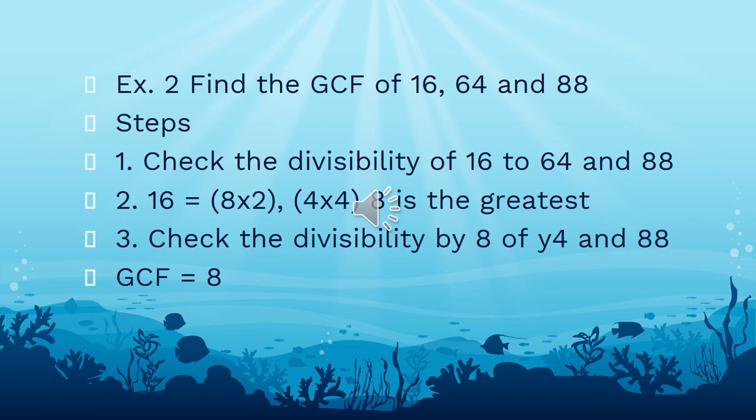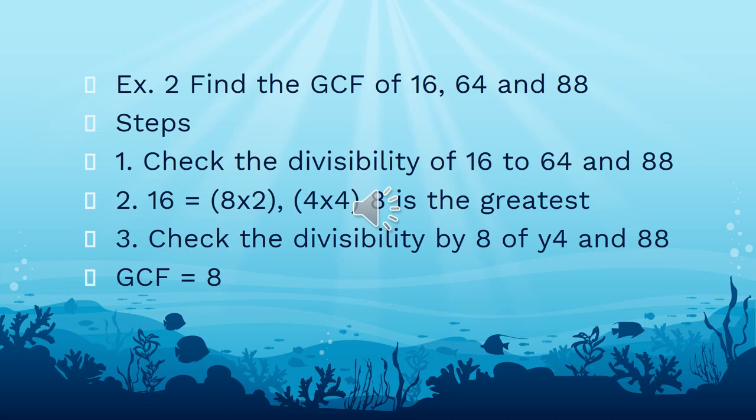Another example under this shortcut. Here we need to find the GCF of 16, 64, and 88. Now the smallest among these 3 numbers is 16. So we check the divisibility of the other 2 numbers by 16. 64 is divisible by 16. However, 88 is not.